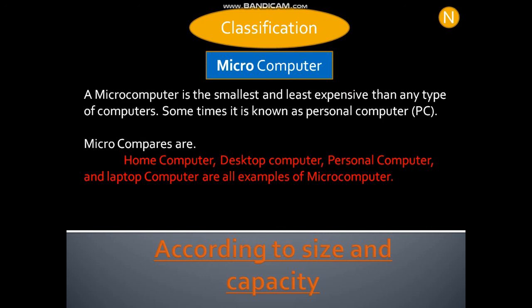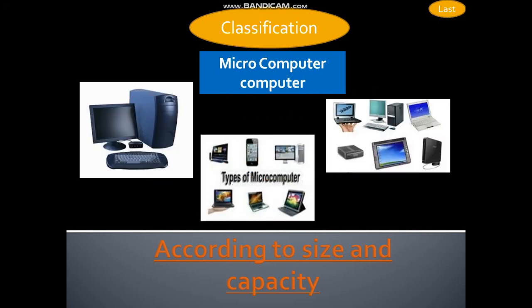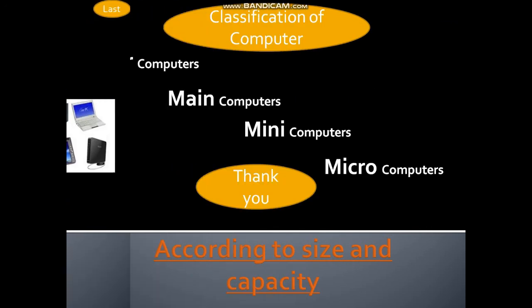Microcomputer is the smallest and less expensive than any type of computer. Sometimes it is known as personal computer, PC. Home computers, desktop computers, personal computers and laptop computers are all examples of microcomputer. These are the microcomputers pictures.